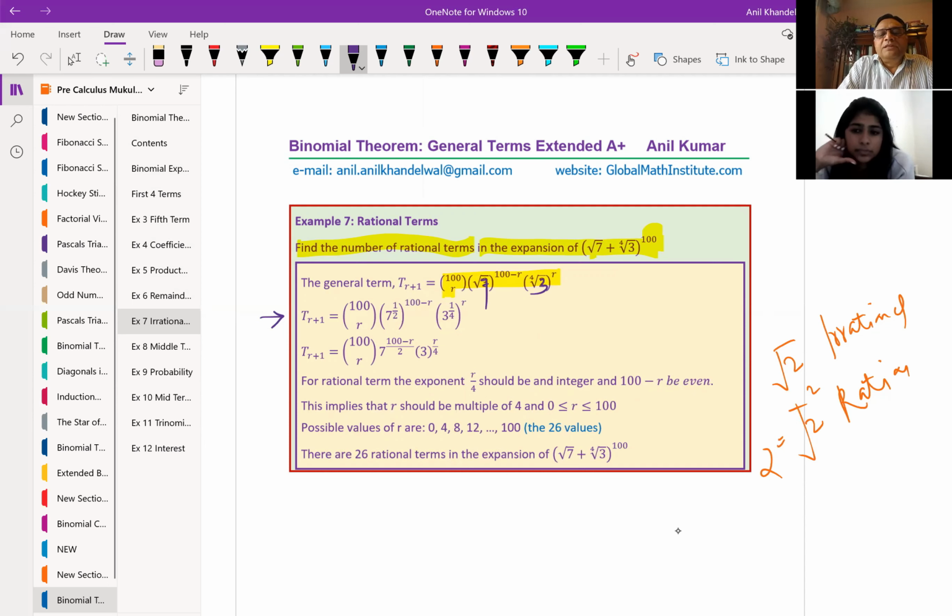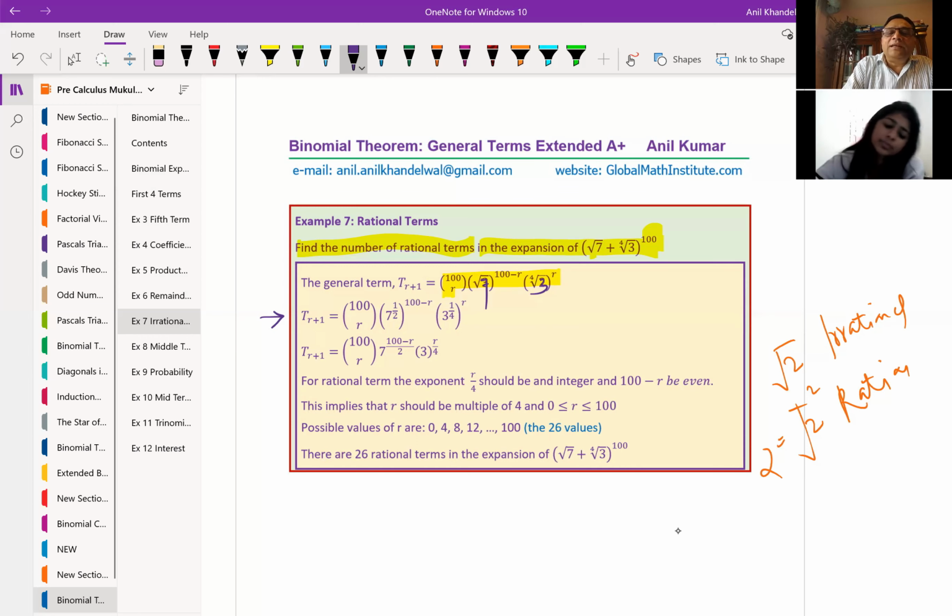So this is your expansion. 100 C R, 7 to the power of half, because square root 7, right? To the power of 100 minus R. Here we have 3 to the power of 1/4, the fourth root, to the power of R. So that means now it is 7 to the power of (100 minus R) divided by 2, and here it is 3 to the power of R divided by 4, correct?